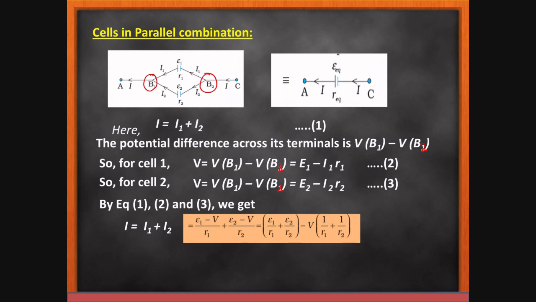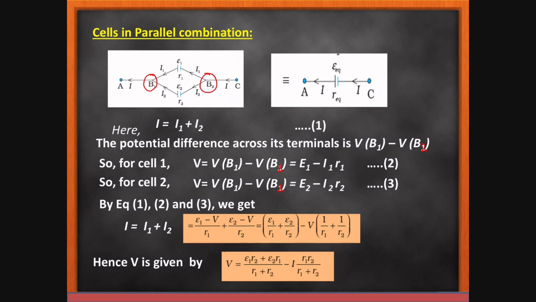I is equal to I1 plus I2, that is equal to (E1 minus V) upon R1 plus (E2 minus V) upon R2, that is equal to E1 by R1 plus E2 by R2 minus V in bracket 1 by R1 plus 1 by R2. Hence, by reshuffling, V is equal to (E1 R2 plus E2 R1) upon (R1 plus R2) minus I R1 R2 upon (R1 plus R2).